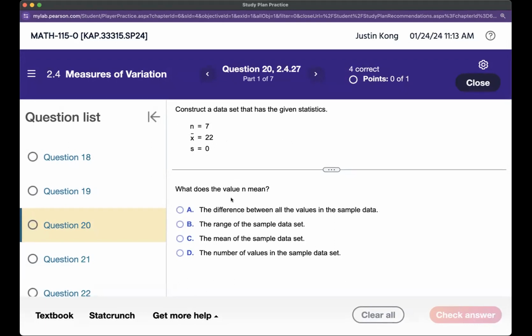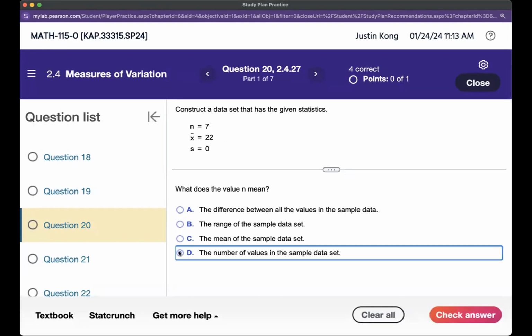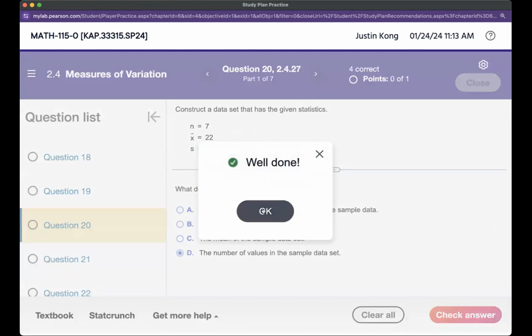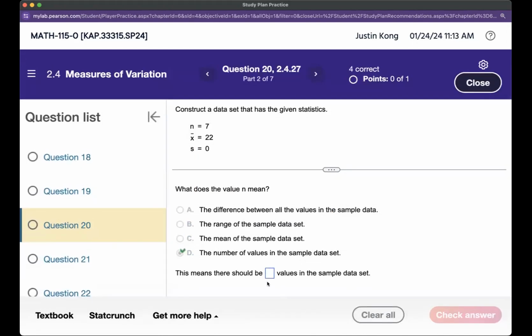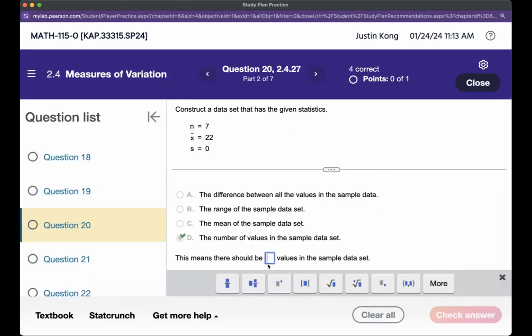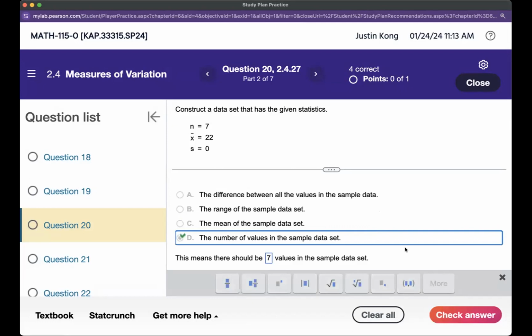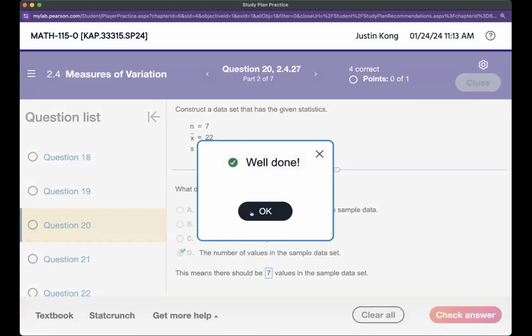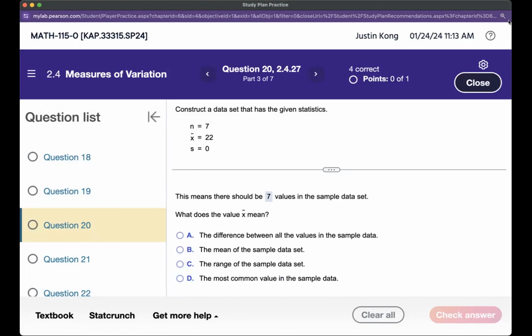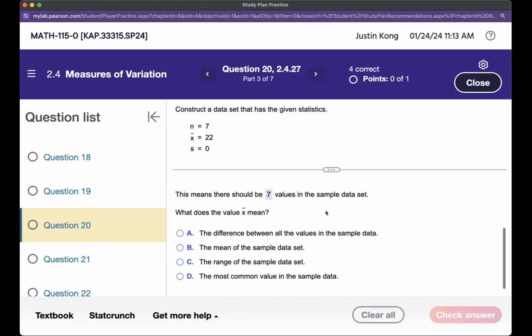Okay. What does the data value N mean? N is just the number of values in the sample, yeah. This means there should be blank values in the data. Okay, that's obvious. There should be 7 values if the data sample set is 7. Okay.